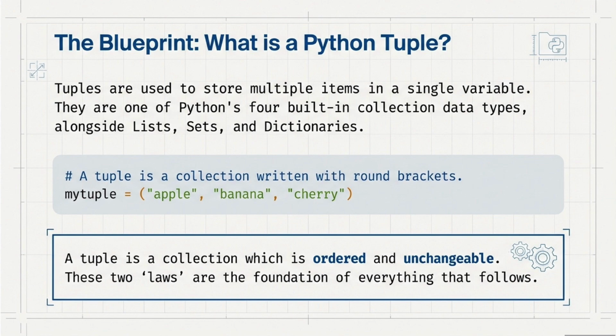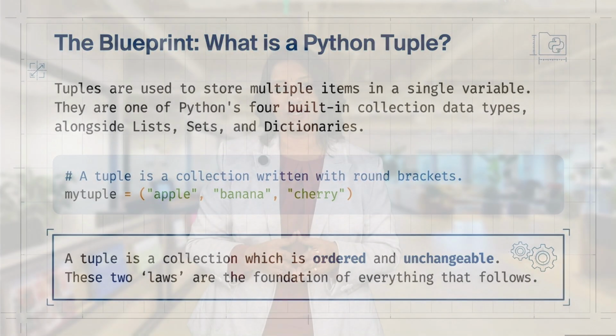In essence, tuples follow two fundamental rules. They are ordered and unchangeable. These rules make tuples reliable, predictable, and efficient for representing stable collections of data in Python programs.